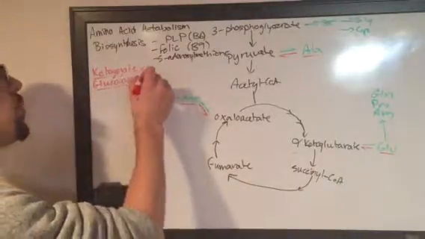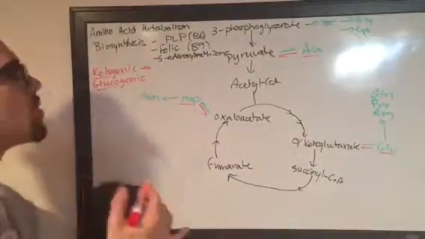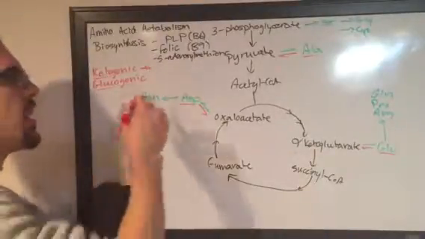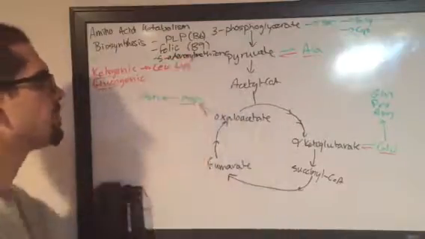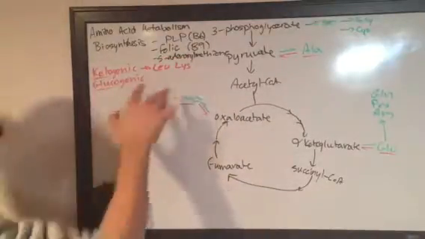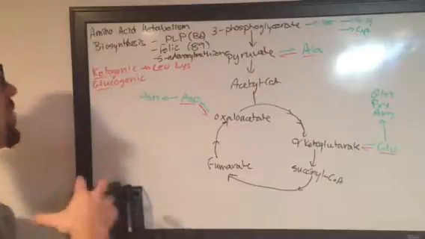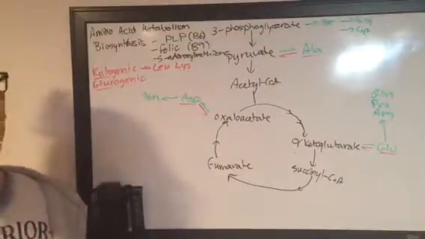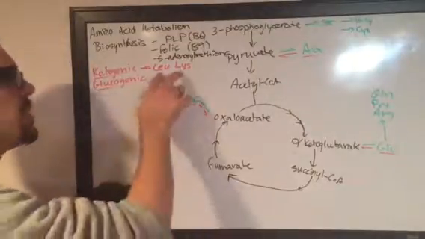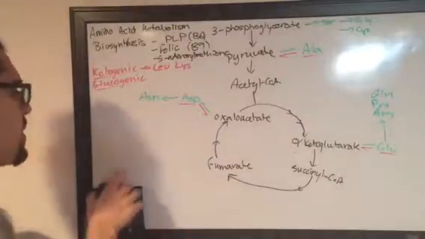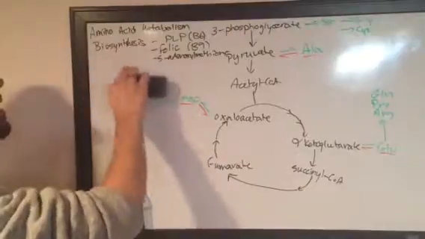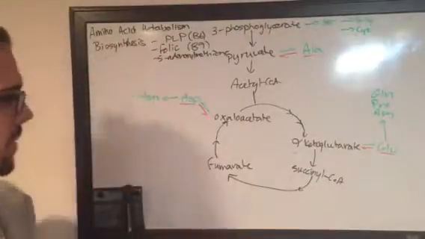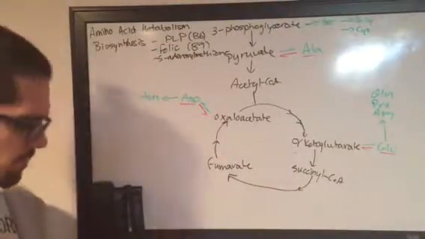Now, we need to know that there are two exclusively ketogenic amino acids, these two amino acids being leucine and lysine. Aside from that, you don't really need to know which ones are ketogenic and which ones are glucogenic. I emailed Van Fleet and she said that we do need to know these, but not the rest of them, so I wouldn't worry too much about that. Again, ketogenic alone being leucine and lysine.